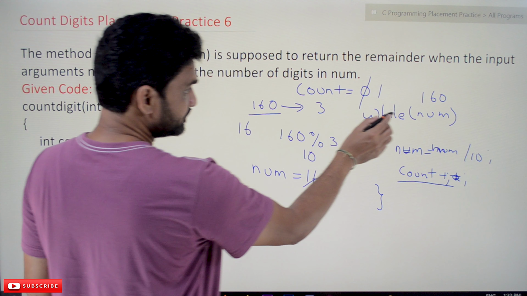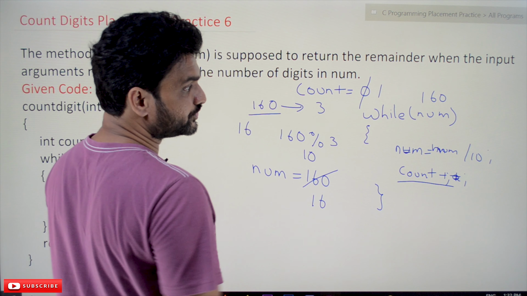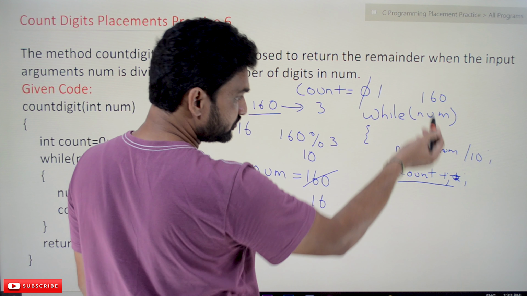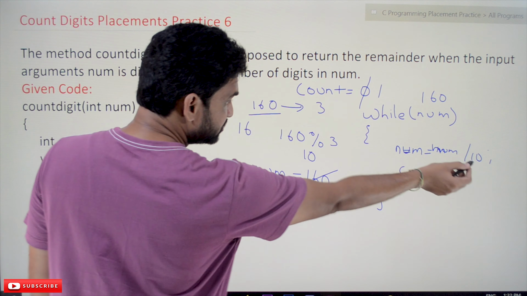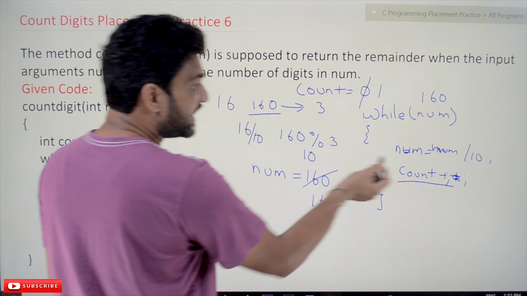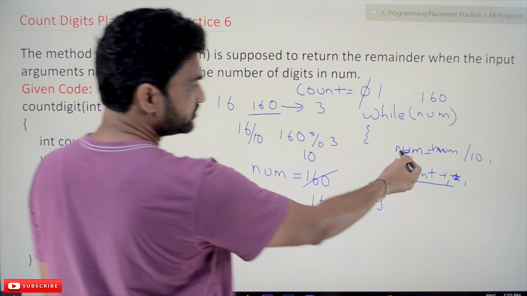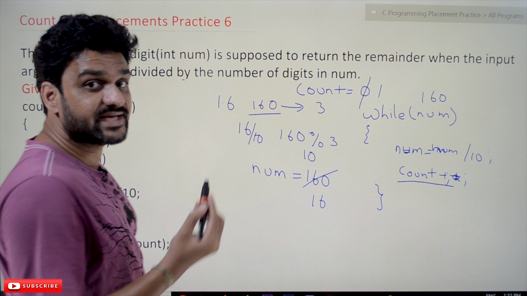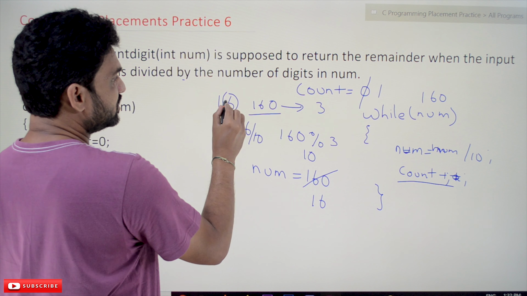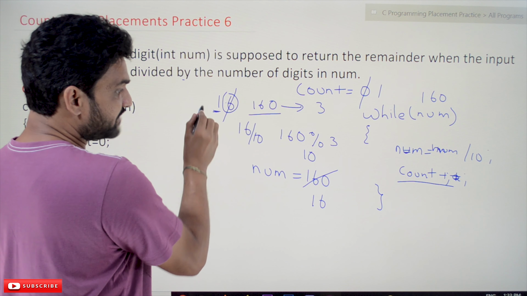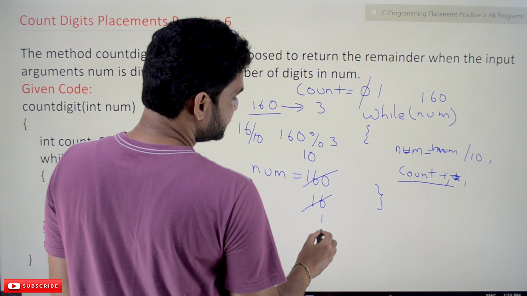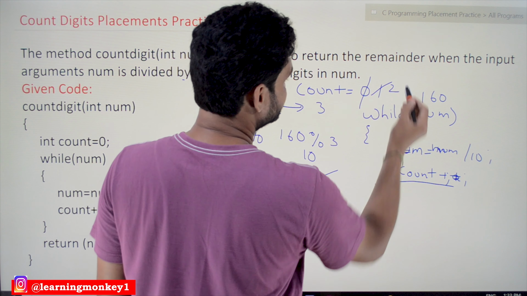The next check is the while condition on num, where anything greater than 0 is true. Because the num value is 16, it is true, so again we come into the loop. Now num is equal to 16 divided by 10, which is 1.6. As num is declared as integer, the fractional part is cut off, and num is stored with 1. So the new num value is 1. Again the count gets incremented, and it is 2.